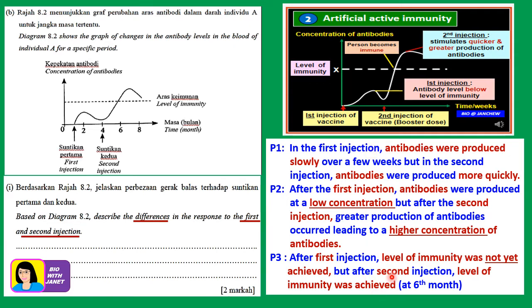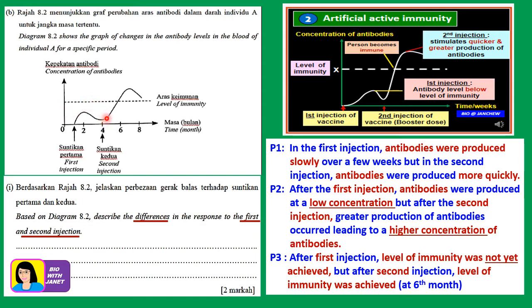Now the last difference is, after the first injection, the level of immunity was not yet achieved, but after the second injection, the level of immunity was achieved at the 6th month. So looking back at our curve here, after the first injection, the level of immunity was not achieved because the level of antibodies never reached the level of immunity. The maximum level of antibody achieved was only at this level, much lower than the level of immunity.